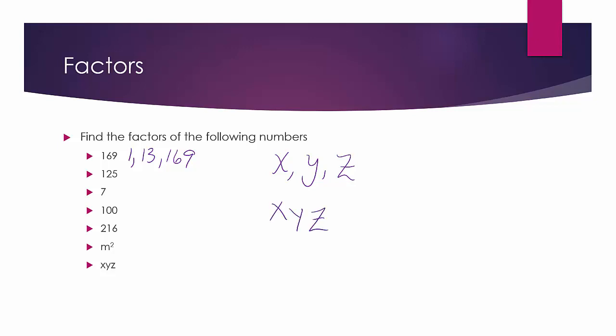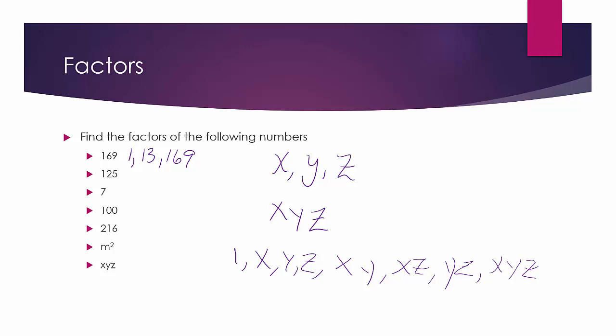So the factors of xyz are going to be 1, x, y, z. We know all of those are going to be in it. But we also have xy, xz, and yz as factors of xyz. And of course, itself. Now, m squared is going to be a little easier. It's a more straightforward problem. Your factors are m and 1, and m squared itself.